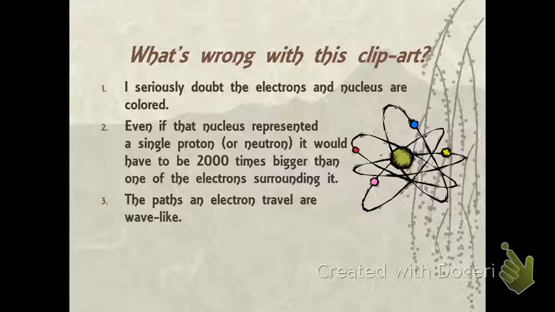Next has to do with the paths. The paths electrons travel are actually wave-like. They're more buzzy and vibrational, not these smooth orbits that a diagram typically draws around it.